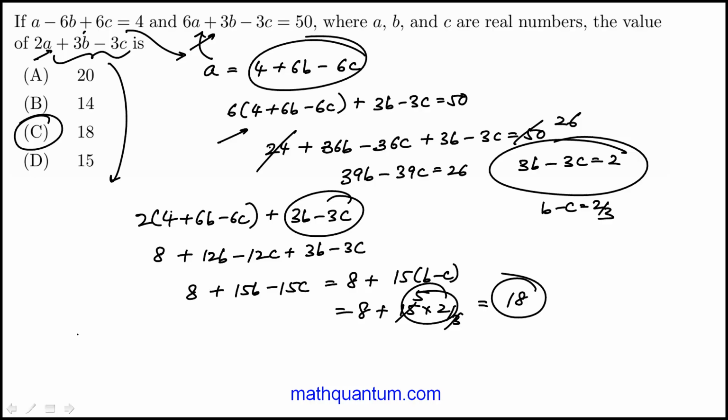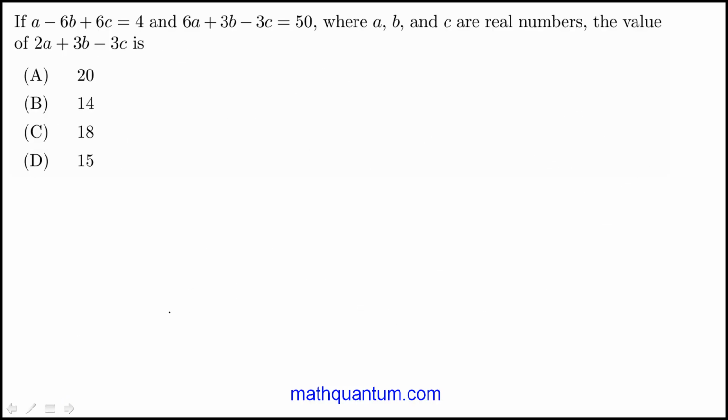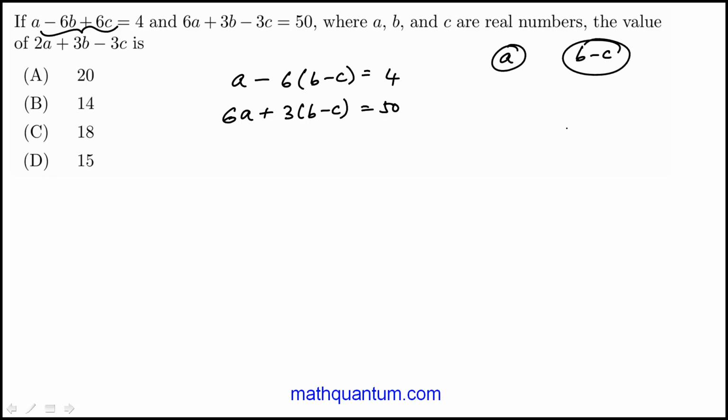Now, of course, it's better if you can see the pattern immediately, and that pattern is that if we take that first equation and factor a 6 here from the second two terms, this is our first equation, and the second one, if we factor out a 3, so it's really a system of linear equations with two variables. One is A and the other one is B minus C. So we can just solve this by elimination.